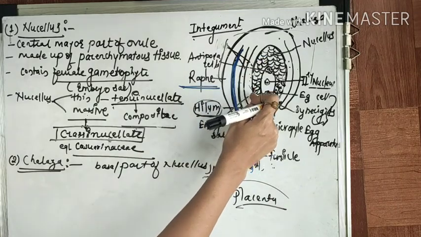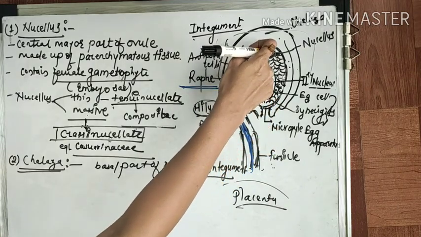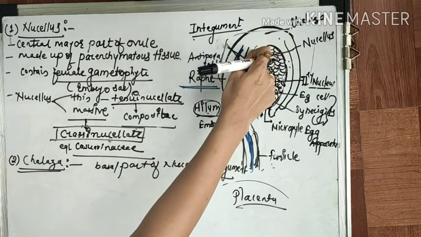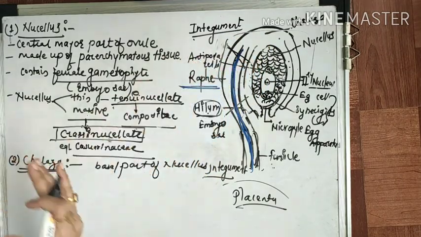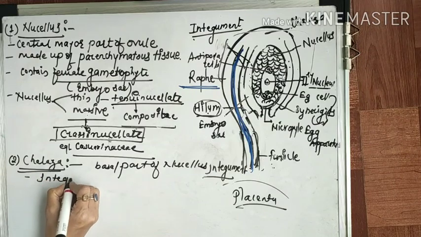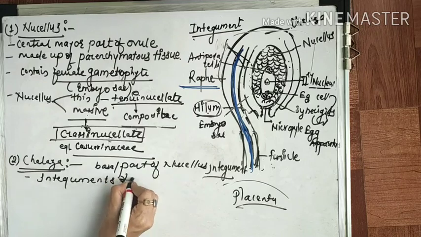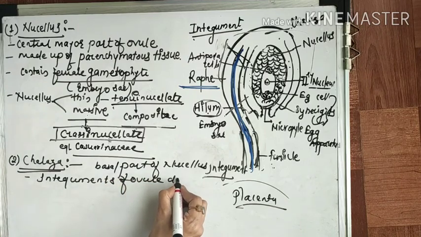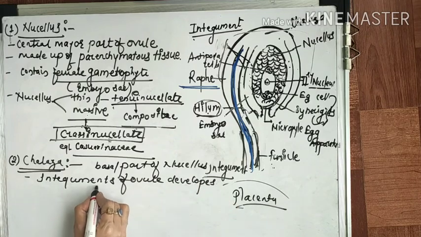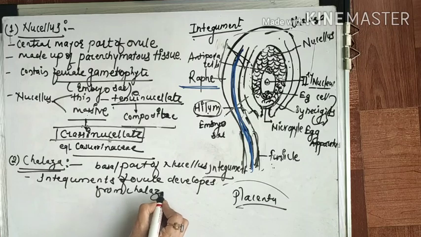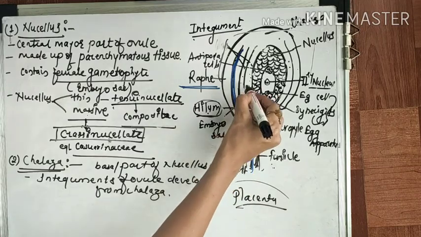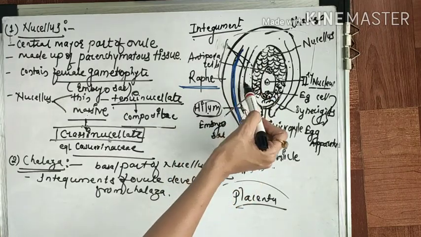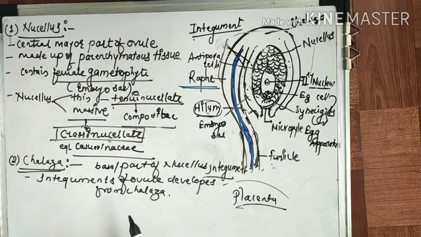Now you can see this integument, the covering of the nucellus. You can observe that this integument also arises from the chalaza. So the integuments of the ovule develop from the chalaza.